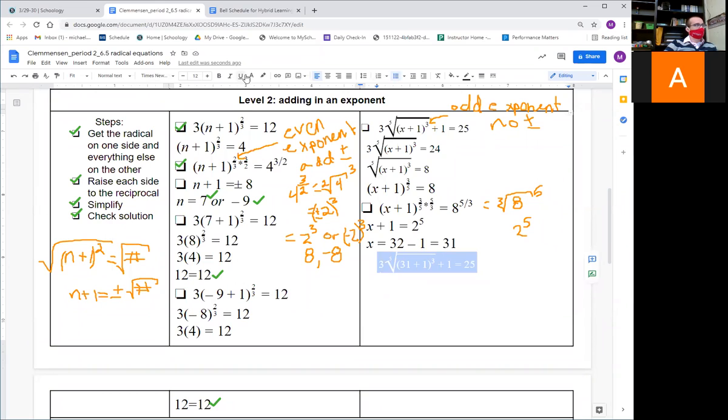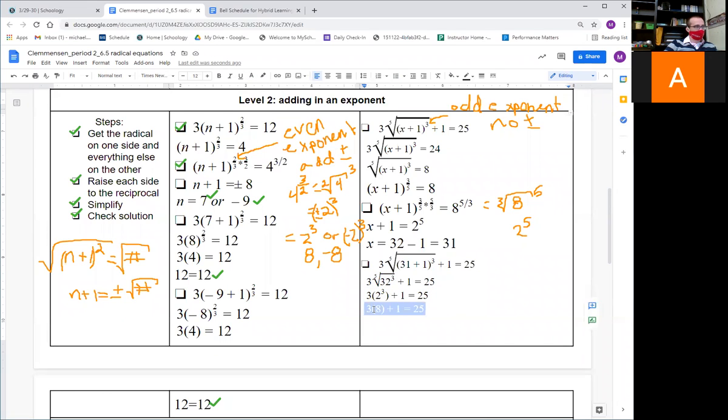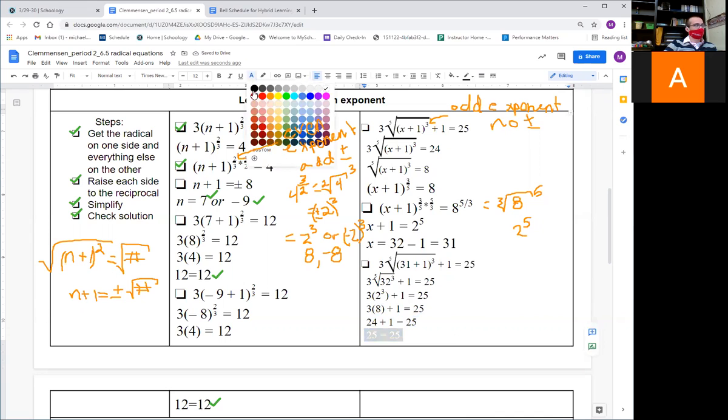Plug it in. Do some simplifying. The fifth root of 32 is 2. 2 to the third is 8. 3 times 8 is 24. 24 plus 1 is 25. Since these two match, it does work out. Check mark, check mark. And so 32 is one of my answers.